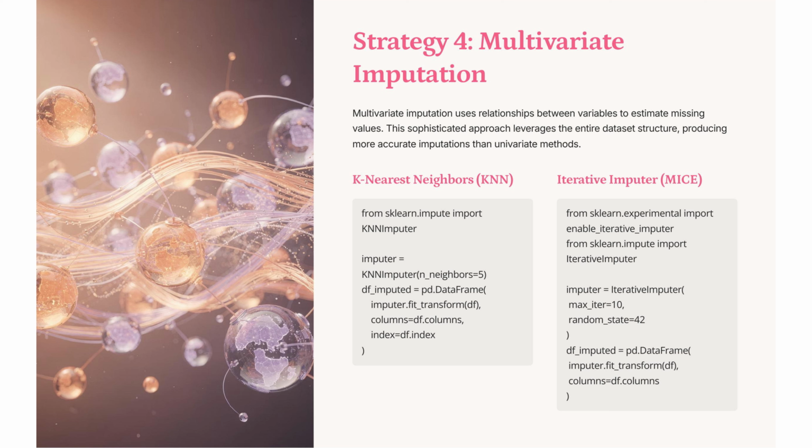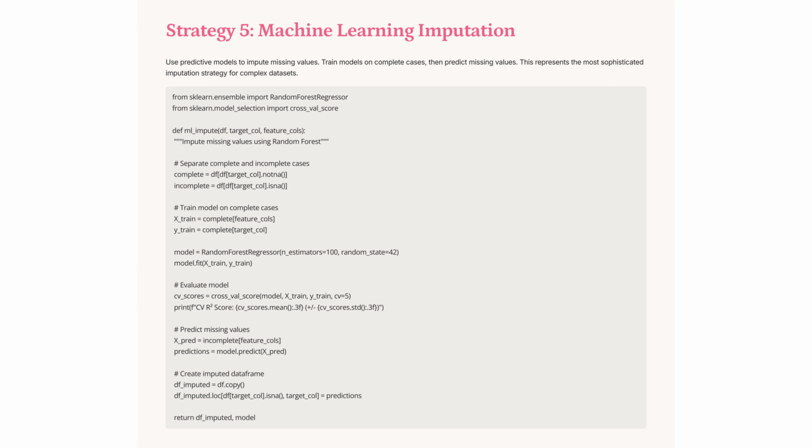complex datasets. Machine learning imputation leverages predictive models to fill missing data. Train models like random forest on complete cases, then predict missing values. This approach excels in complex datasets. Evaluate model performance using cross-validation, ensuring robust predictions. Impute missing values by applying the trained model, enhancing dataset completeness and reliability.